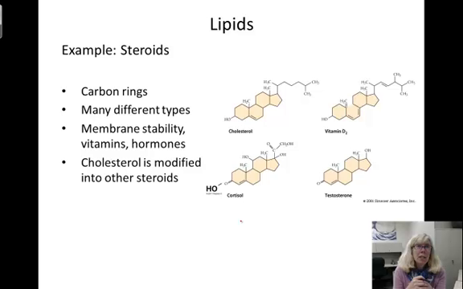Another important lipid type are steroids. These molecules are amphipathic because they have a carbon ring structure and a small polar head. Here's an image that shows you several different steroids, from cholesterol to vitamin D to testosterone. You can see how similar they are. Cholesterol is the precursor to many other steroid molecules that the body makes.